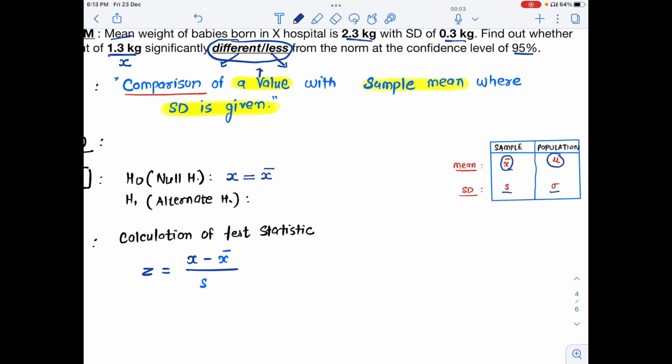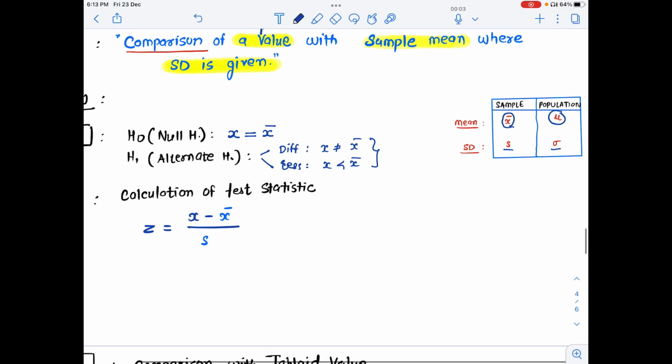Now I told you to mark this one. For the alternate hypothesis, if the question says find out whether there is a significant difference, then for difference it can be more or less. So in short, we can say they are not equal. But if it is given that find out whether 1.3 kg is significantly less than the norm, then your alternate hypothesis will be x is less than x bar. So based on the situation given in your question paper, you will answer accordingly.